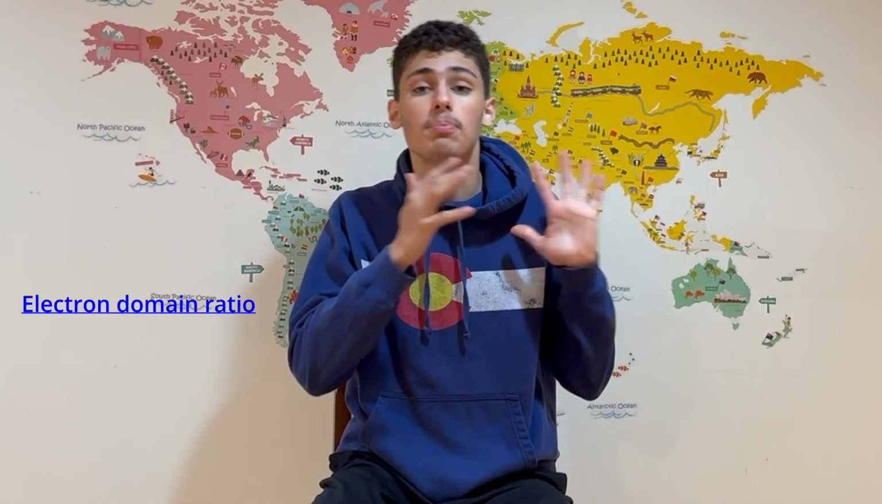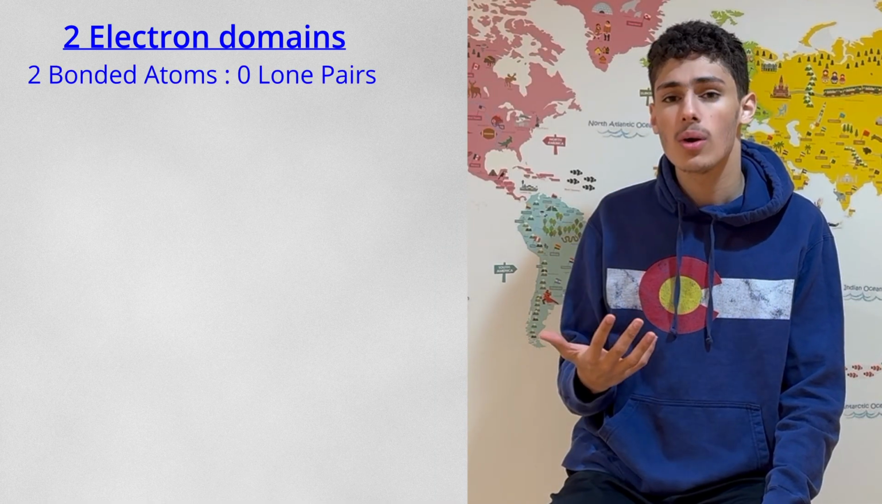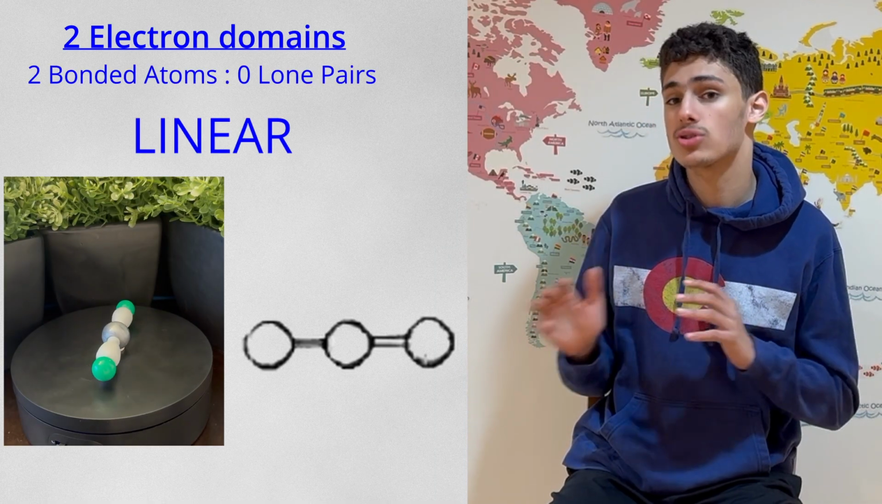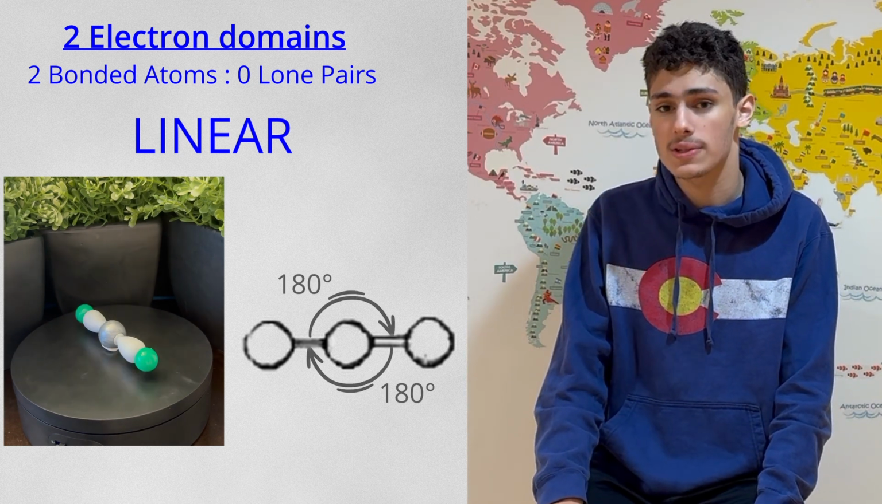Yeah, no, I'm sorry. First, I will go over 6 geometric structures which are extremely common and you absolutely must know by heart. I will classify them using an electron domain ratio of bonded atoms to lone pairs. So, let's get started. 2 electron domains with a 2-to-0 ratio will result in a linear geometric structure and will have bond angles of 180 degrees.